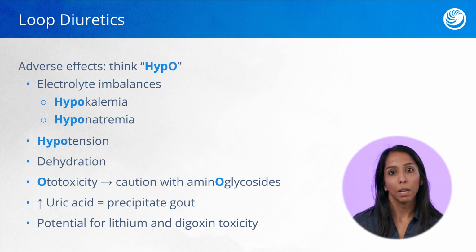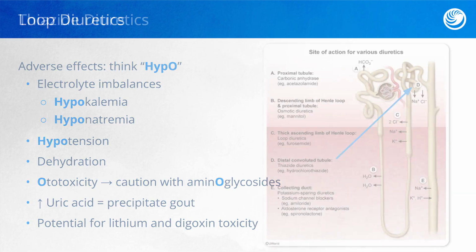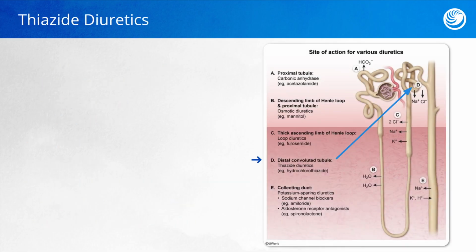Lithium is a mood stabilizer, which is primarily cleared through the kidneys as unchanged drug. Due to the effect of diuretics in the nephron, less lithium may be eliminated, leading to increased blood levels and adverse effects. The next class of diuretics, which work in the distal convoluted tubule, are the thiazide diuretics.